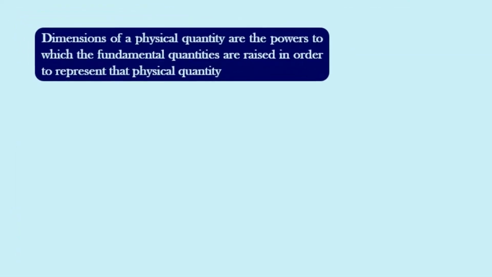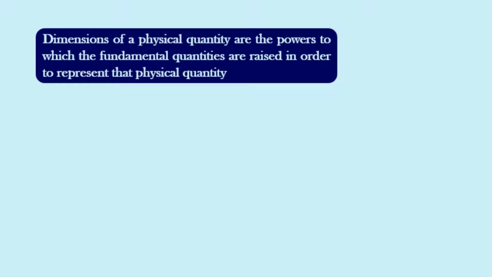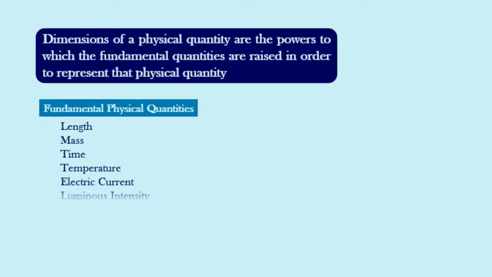Dimensions of a physical quantity are the powers to which the fundamental quantities are raised in order to represent that physical quantity. In other words, by the dimension of a physical quantity, we mean the way it is related to the fundamental quantities. We have 7 fundamental physical quantities. These are length, mass, time, thermodynamic temperature, electric current, luminous intensity, and amount of substance.